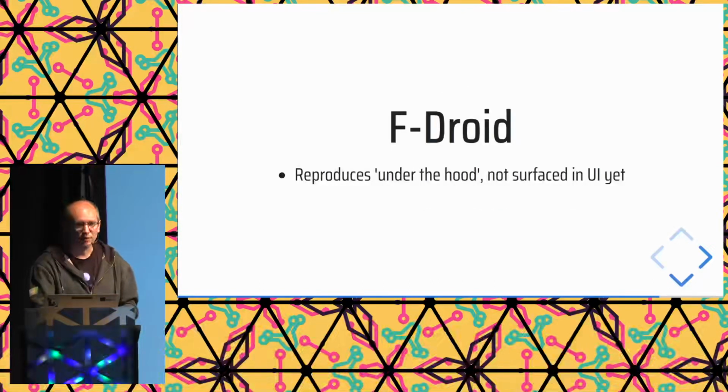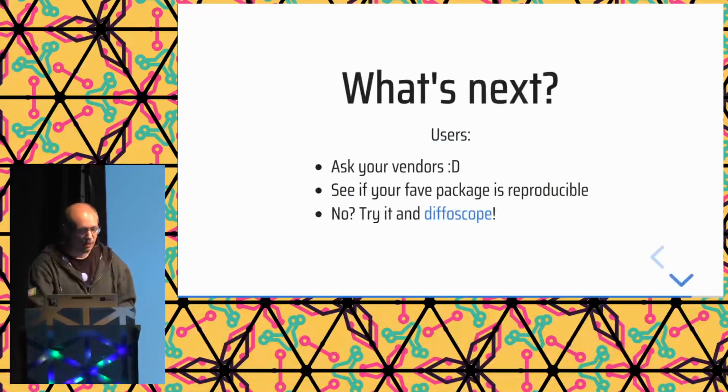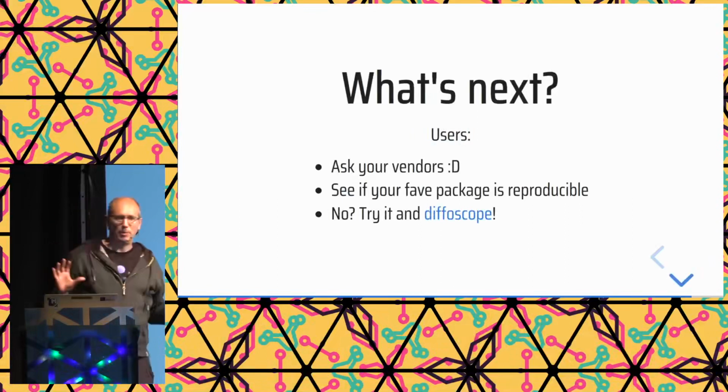F-Droid, the popular Android package store, also does a lot of reproducible builds work, but is currently not really surfacing that in the UI. I think they're definitely interested in doing that, but there are only so many hours in the day, of course. Tails is the ISO is reproducible, but it has to be manually checked. So that's a bit of a whirlwind tour of where different projects are with reproducibility.